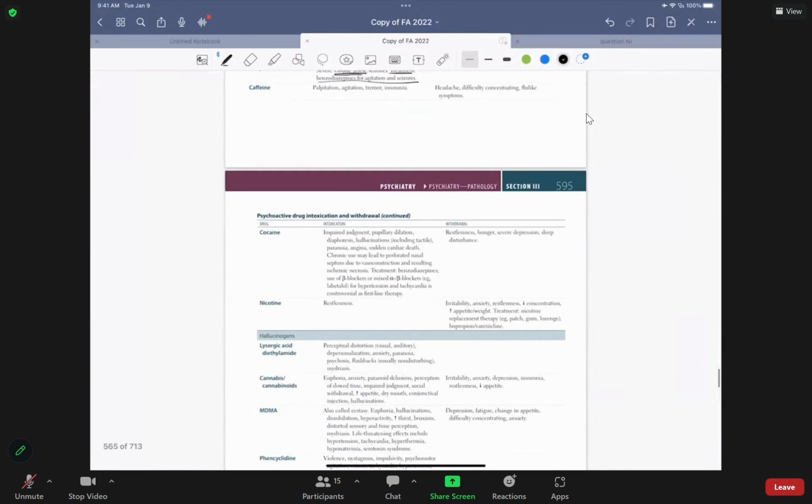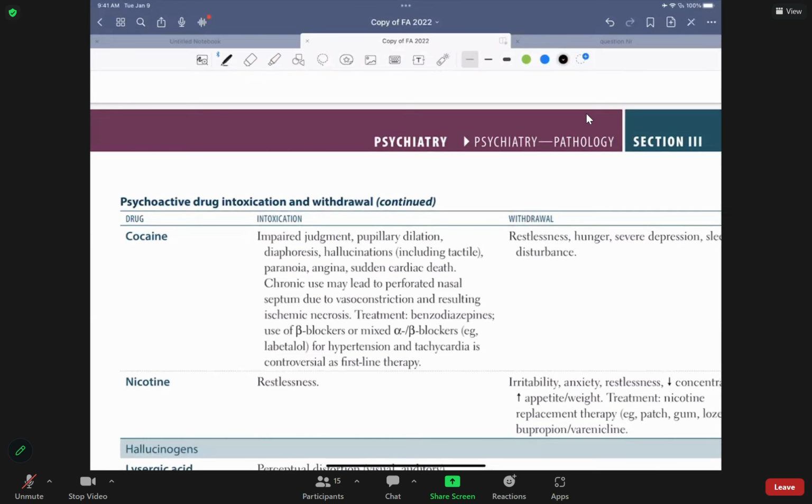Let's take a look at cocaine. The only difference for cocaine, it also gives you impaired judgment. That's the only thing. Okay, it gives you impaired judgment, but other than that, all the symptoms are the same. Look at this: sudden cardiac death, angina, chest pain, all those things. Chronic use may lead to perforated nasal septum due to the vasoconstriction effect. Because people sniff cocaine, don't think it destroys the nasal septum. It's not that. When they sniff, the cocaine works on the blood vessel that supplies the nasal septum.